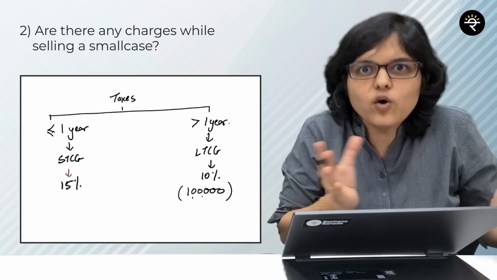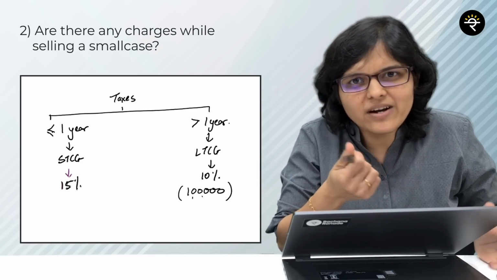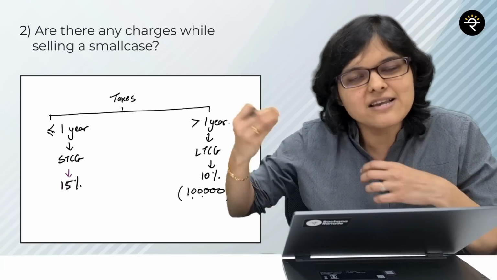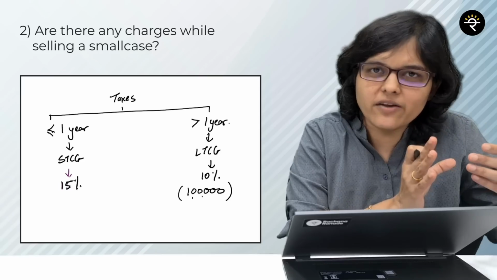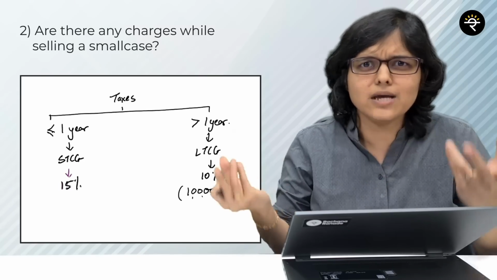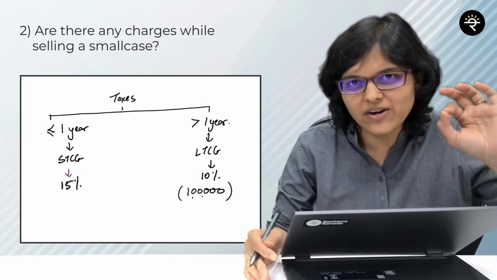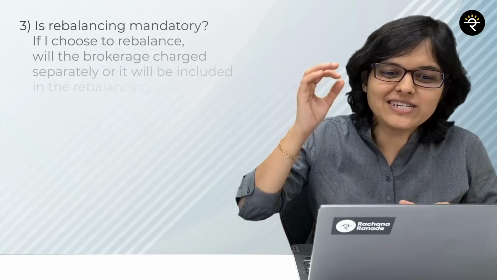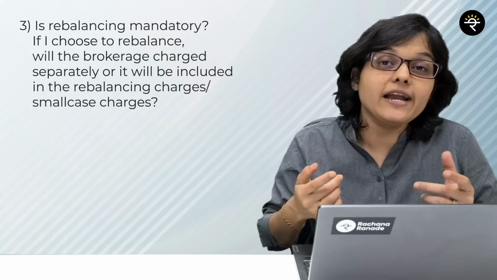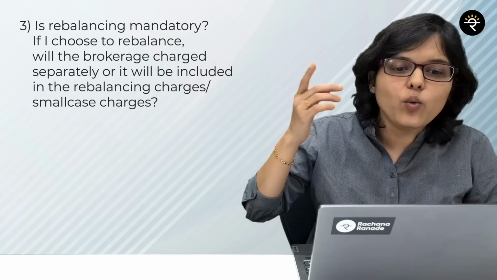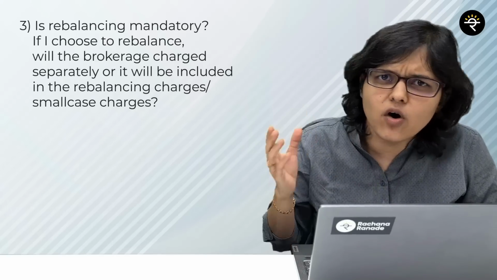What about dividend on smallcase? Will you be eligible to get dividend? Yes, because finally you are investing in stocks only through smallcase. So if the company declares dividend, then automatically you will also get dividend, and whatever is the tax on dividend, the same tax will be applicable even in this case. I hope taxes on selling smallcase, even the dividend aspect, is again clear. Let's move on with one of the most frequently asked questions about smallcase: is rebalancing mandatory? And if I choose to rebalance, will the brokerage be charged separately, or will it be included in the rebalancing charges or the smallcase charges?